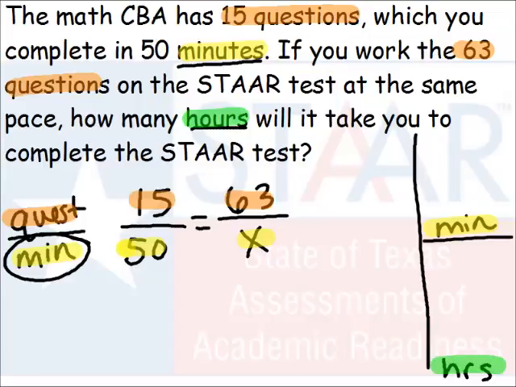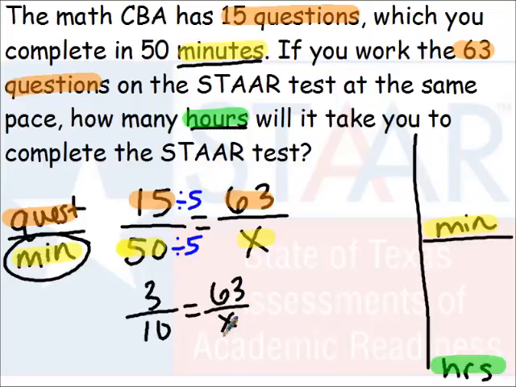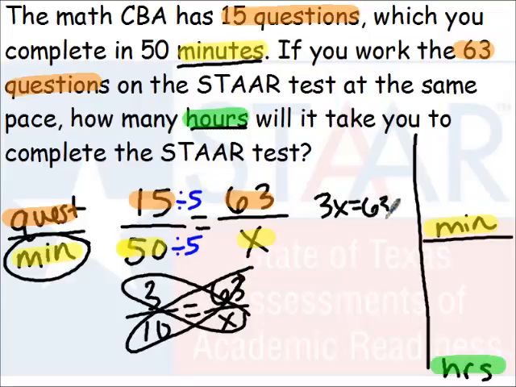15 over 50 can be simplified. 15 and 50 are both divisible by 5. 15 divided by 5 will give me 3, and 50 divided by 5 will give me 10. That will give me smaller numbers to work with. So I now have 3 times x will equal 63 times 10. And 63 times 10 will give me 630.